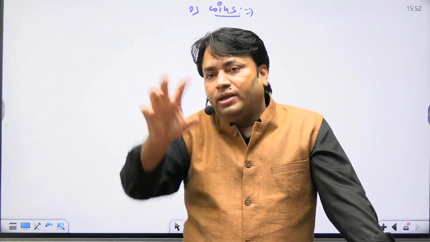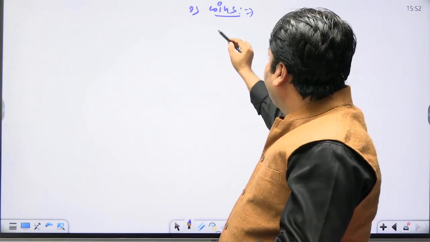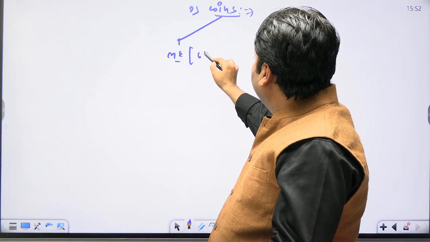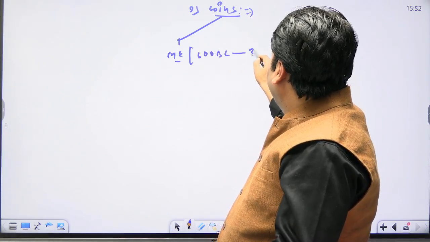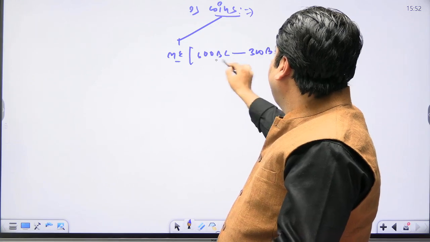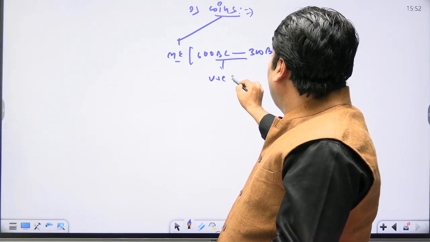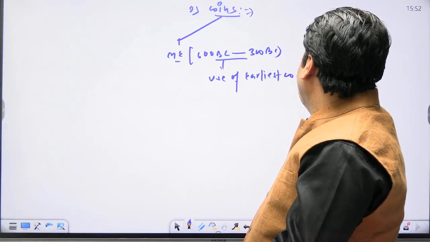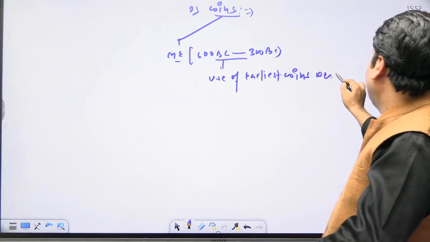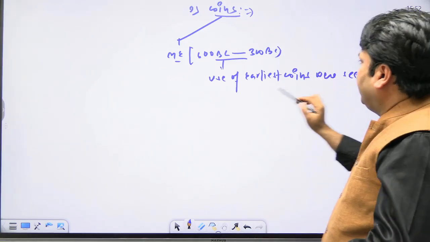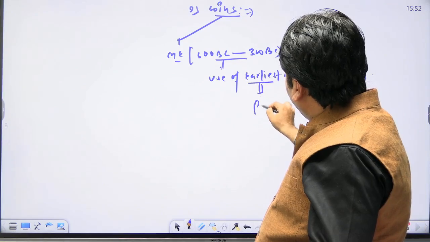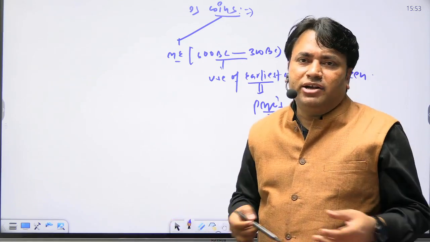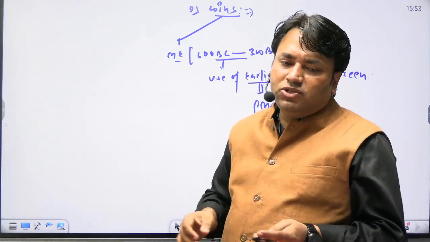Now here history writes that in the Mahajanpada era in Indian history, that is the 600 BC to 300 BC period, the use of the earliest coins was seen. These earliest coins were known as PMCs, or we can say punch marked coins.